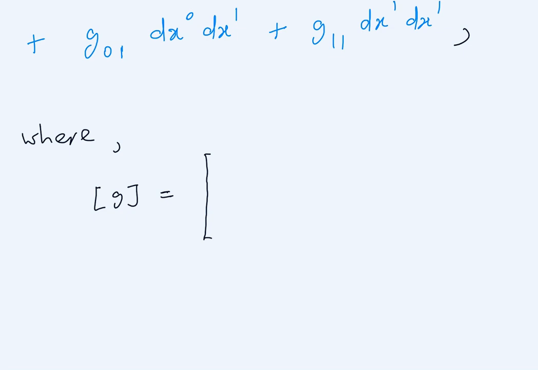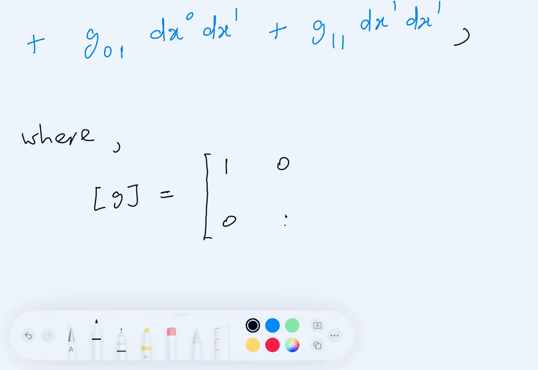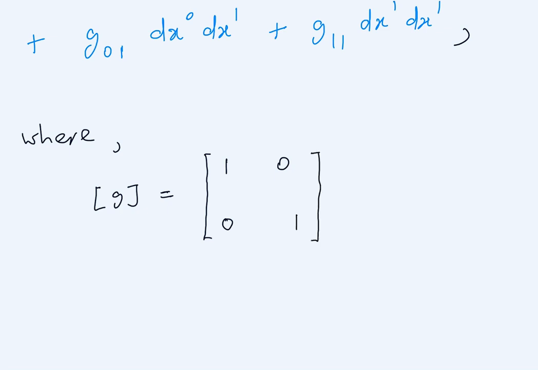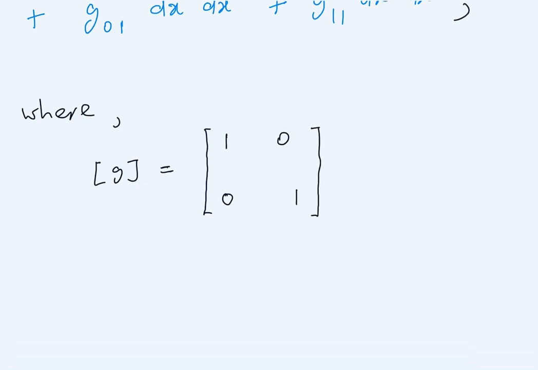So the metric tensor of R2 is given by the following. We've got 1, 0, 0, 1. This is the metric tensor of R2. Okay, let's go back. So this is the metric tensor of R2. We're going to write 0 here, write 1 here. And that's the metric tensor of R2.